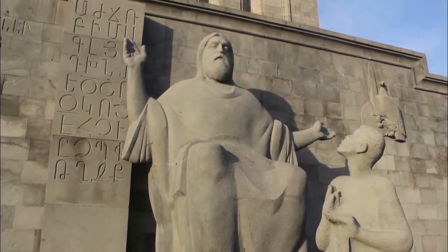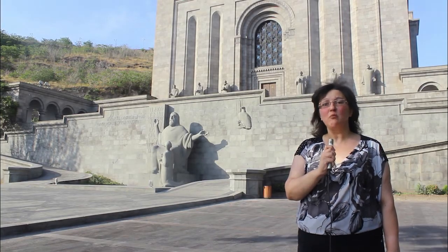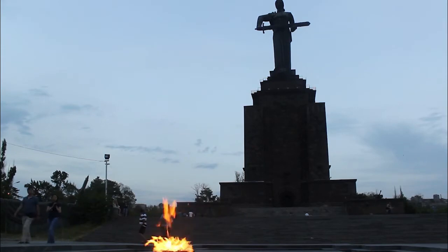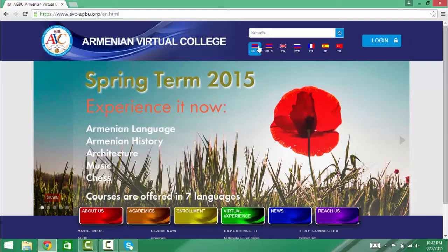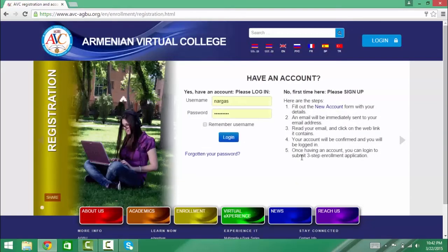During the virtual college social events, students meet their online instructors and peers. Social programs include virtual visits to museums in Armenia, lectures about national holidays and traditions, virtual tours in the streets of Yerevan, and many more. These activities create on-campus feeling and increase interaction among students.